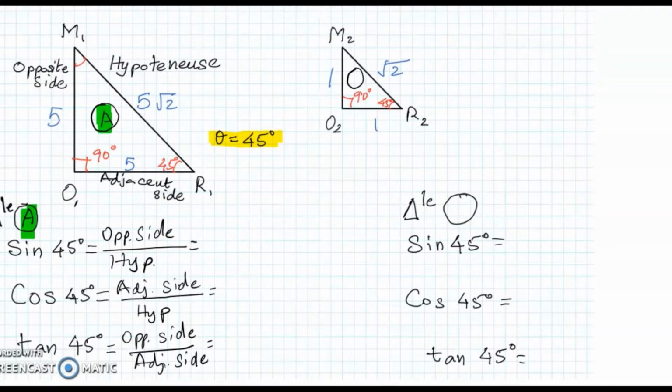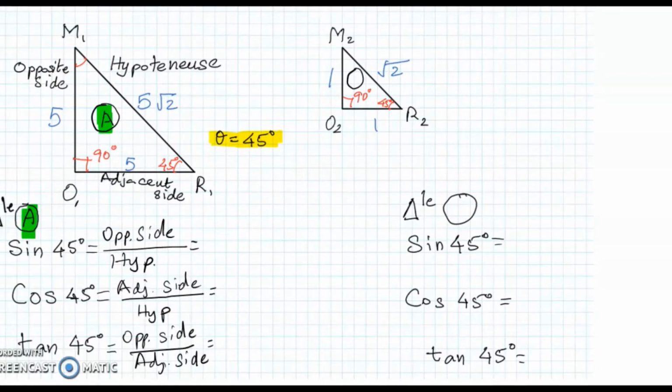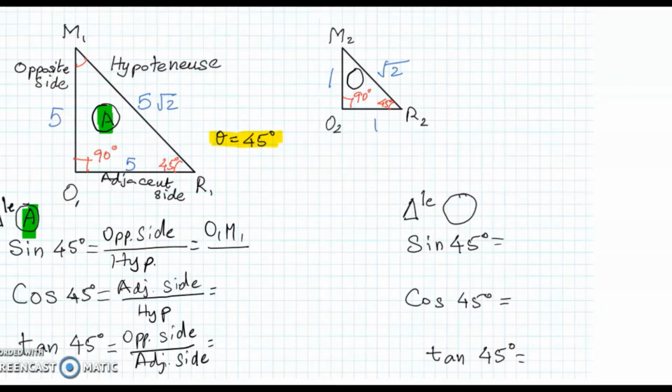Okay. Now that we know these ratios, we're going to evaluate the actual value of each of these trigonometric functions for the triangle A. So in triangle A, sine 45 degrees, which is equal to opposite side by hypotenuse, will be O1 M1, which is the opposite side, divided by the hypotenuse, M1 R1.